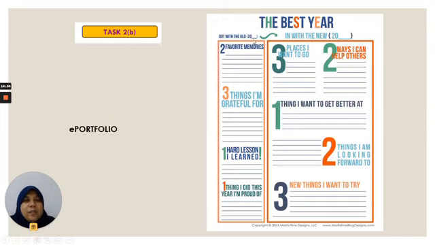Let's say ini adalah untuk tahun lepas dan ini adalah untuk tahun ini. So 3 places I want to go for this year lah. So this is my best year, let's say. Itu adalah 3 places I wanted to go, 2 ways I can help others, and 1 thing I want to get better at. So yang kedua, 2 things I'm looking forward to, and 3 things I want to try.